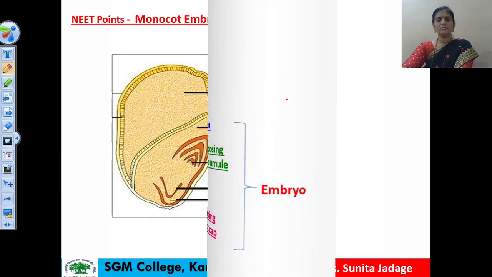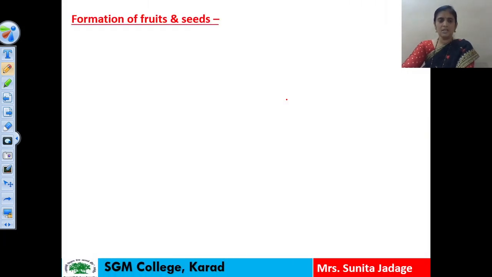Okay. Now let us see the next point here, formation of fruits and seeds. During the developmental stages in the flower, when fertilization is taking place and after post-fertilization developmental stages, the ovule is converted into seed and flower is converted into fruit. So what are the changes which are taking place in the fruits and seeds, that we have to see here. The first here, conversions after fertilization. So what structure is converted into which structure, that we have to see.